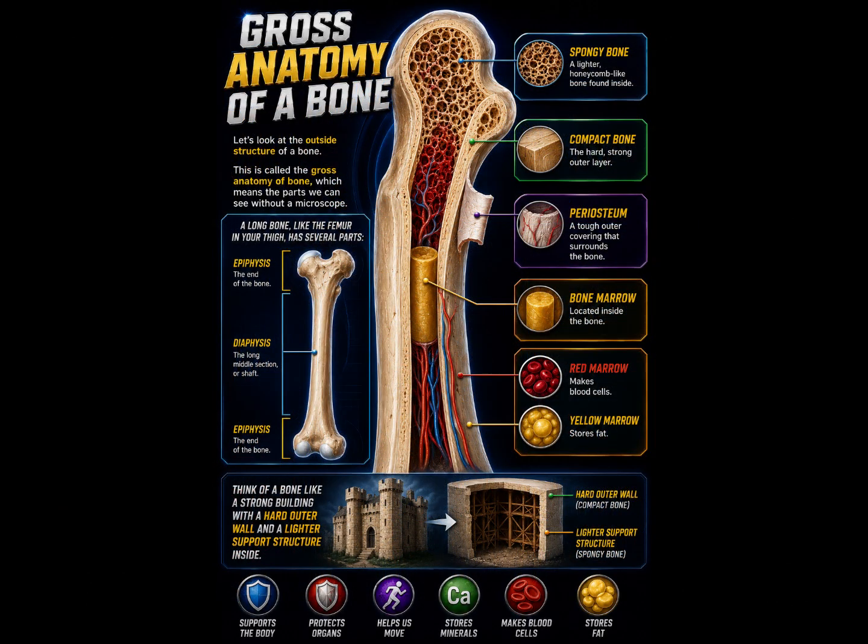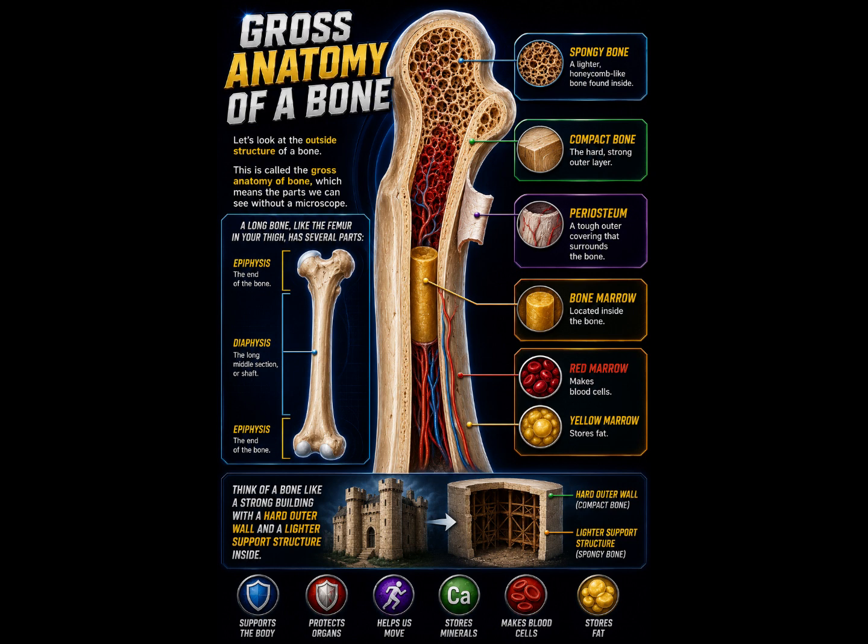Gross anatomy of a bone. Let's look at the outside structure of a bone. This is called the gross anatomy of bone, which means the parts we can see without a microscope. A long bone, like the femur in your thigh, has several parts. The diaphysis. This is the long middle section or shaft. The epiphyses. These are the ends of the bone.